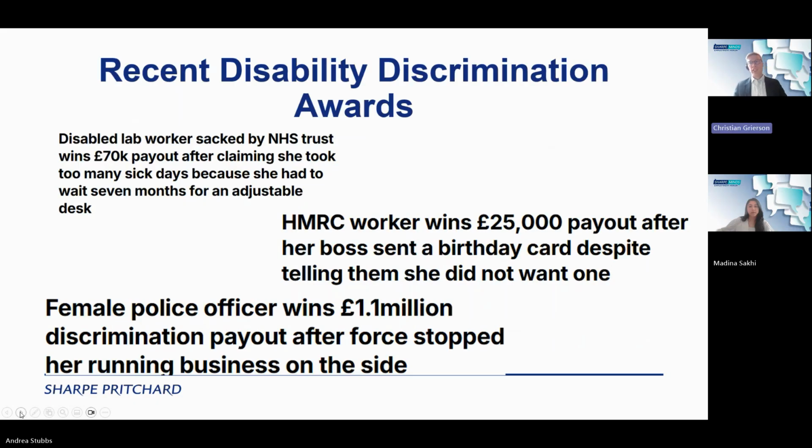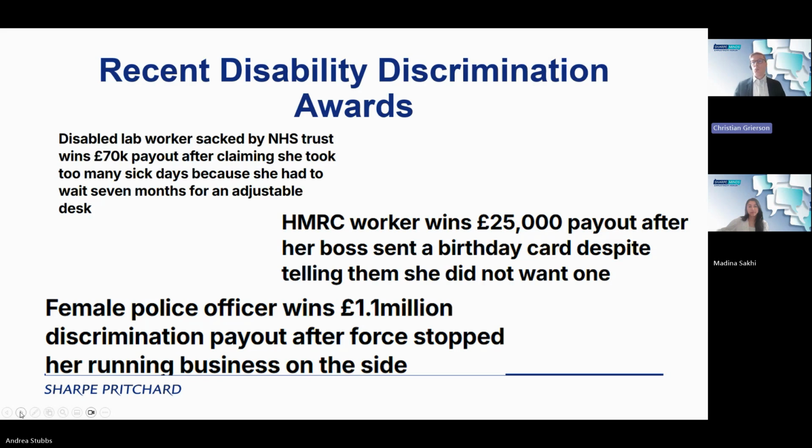So we're coming to the end of this webinar, and whilst I'm not going to go into the detailed law, it's worth thinking about, well, what is the risk we're talking about? So a quick search on some newspapers for disability discrimination awards, and you can see the headlines on the screen there. For example, a disabled lab worker sacked by the NHS Trust wins 70k payout after claiming she took too many sick days because she had to wait 7 months for an adjustable desk.